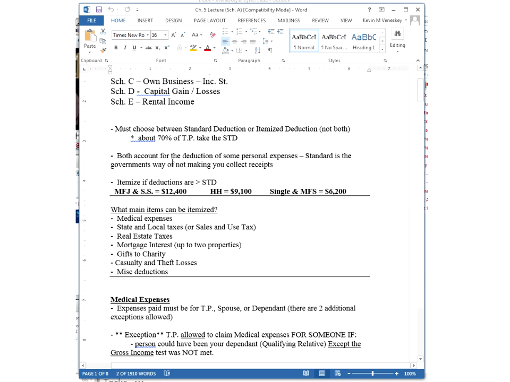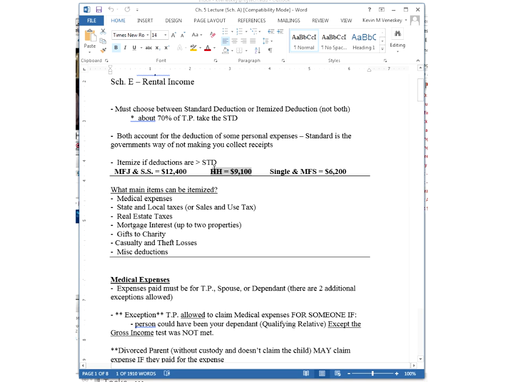The standard deduction is just the government allowing you to take personal expenses, because you have to live on it, and not being taxed on it. So they're taking a set dollar amount away from your income. If you're married filing joint or the surviving spouse, you get $12,400 off of your income, which is just double the single amount, which would make sense for a married filing couple.